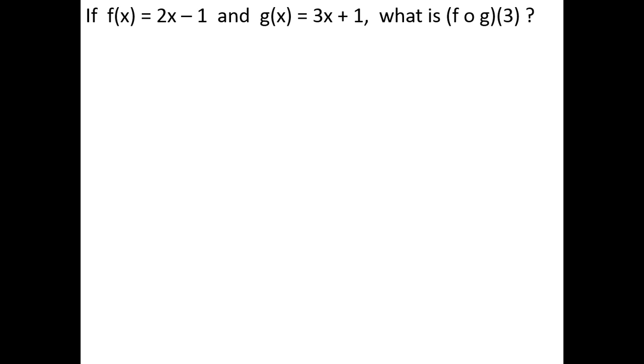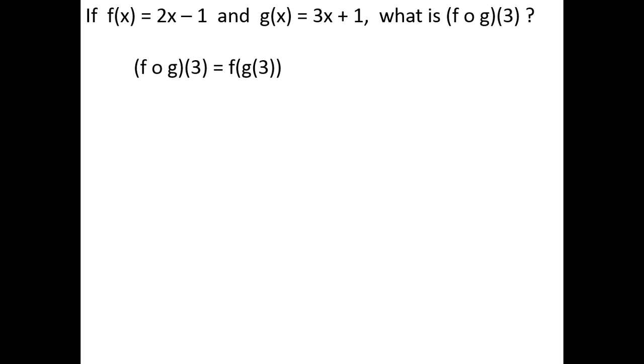Let's deal with these two functions and see how we're going to combine them as a composite function. If f of x is 2x minus 1 and g of x is 3x plus 1, what is f of g of 3? Now when you have that notation with that circle in it, f of g, you may find that it's a little less confusing to rewrite it using the other notation. Because if you do that, what you know about order of operations is going to help you, because we're going to work from the inside out.